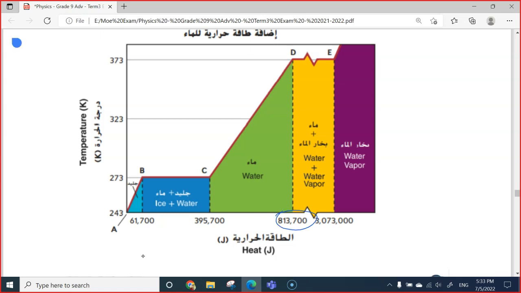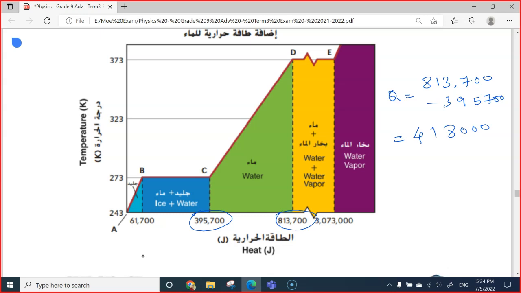You will get the same answer. So the energy supplied, Q, is equal to the difference of these two: 813,700 minus 395,700, that is 418,000. So this much energy is supplied.